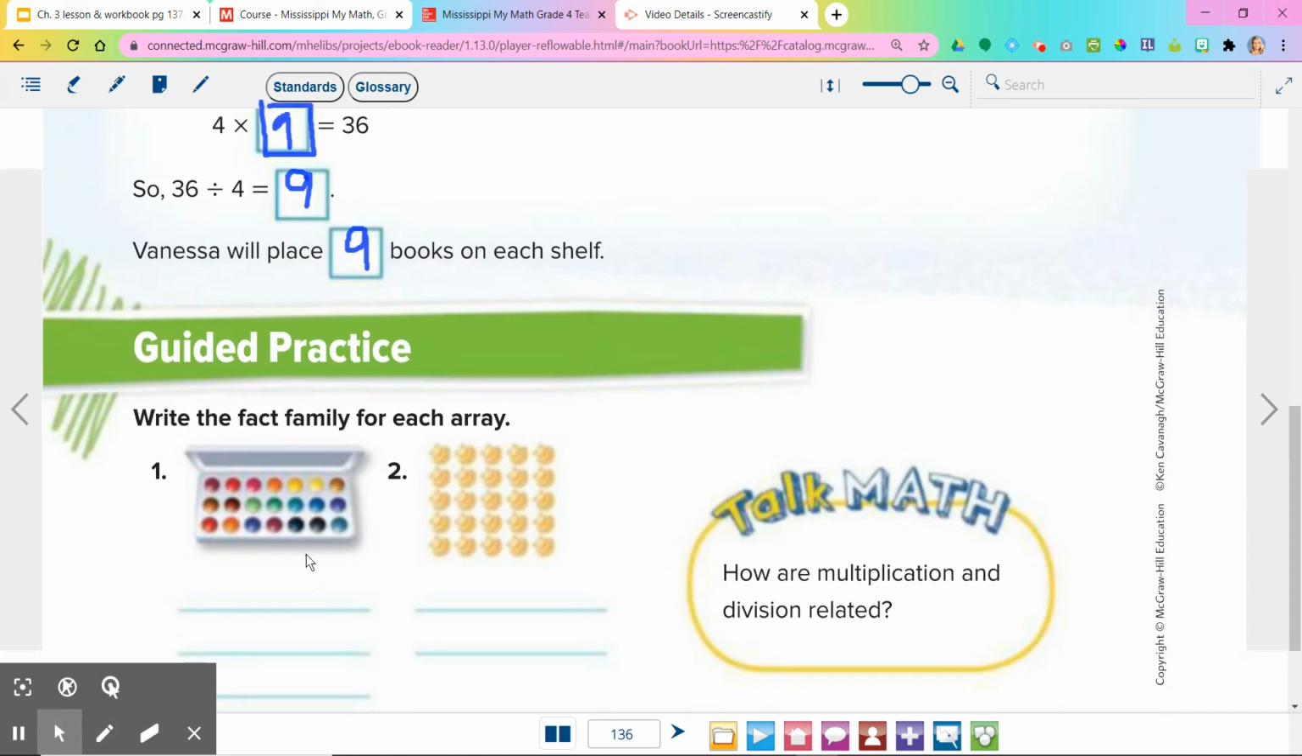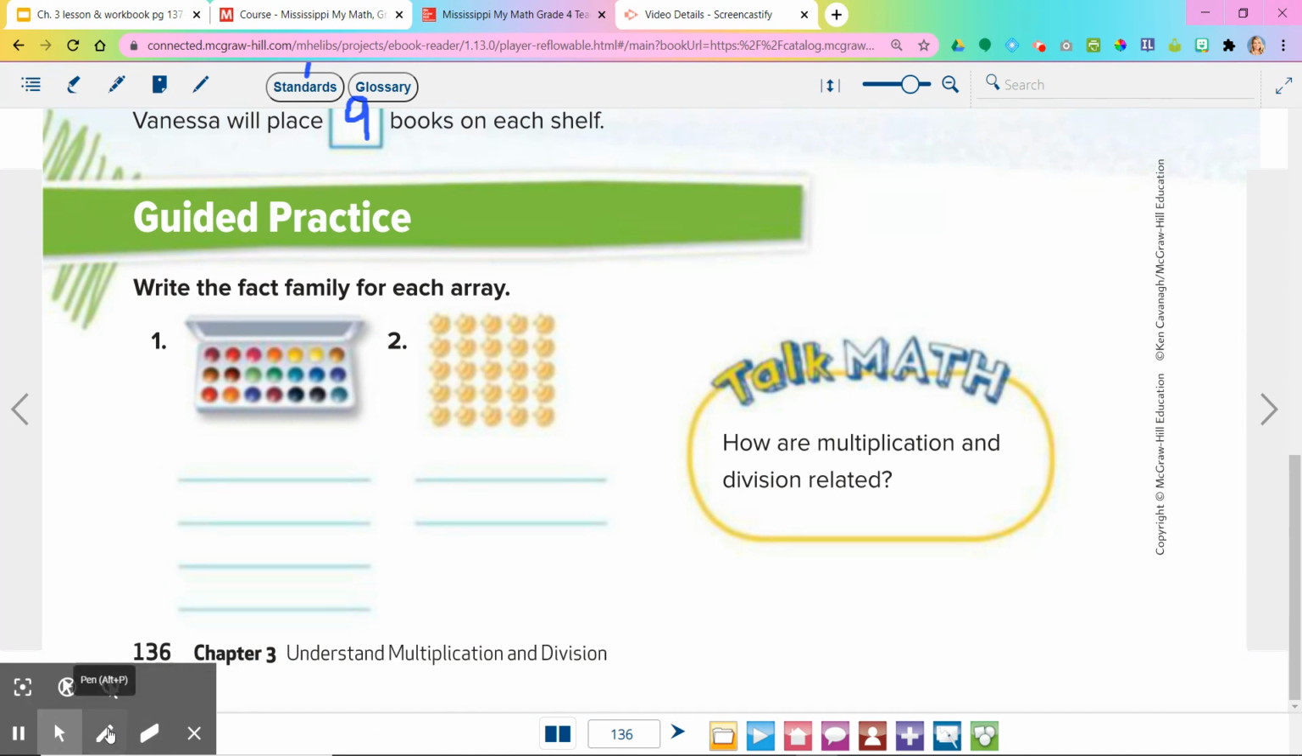All right, so let's scroll down and look at our 2 examples right here. Write a fact family for each array. So the first step is to count our arrays. Let's go across and up and down on our paint palette here. 1, 2, 3, 4, 5, 6, 7. So I have 7 on top. 1, 2, 3, and remember I still have to count this corner one, 3 on the side.